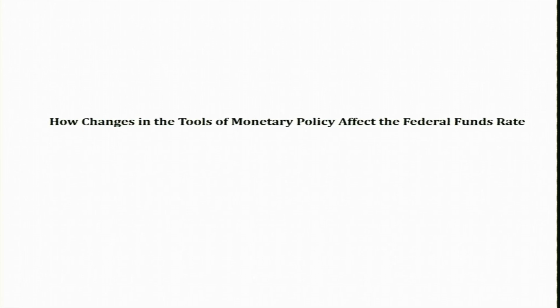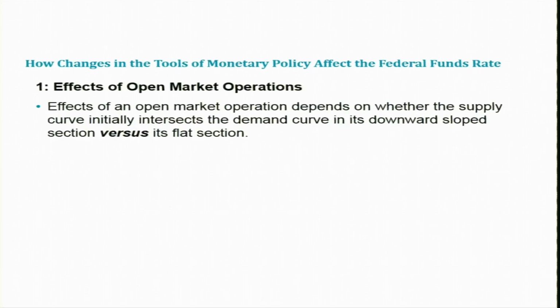So let's start with the first one, the effects of open market operations. How do changes in the open market operations affect the Fed fund rate? Here the effect of an open market operation depends on whether the supply of reserve curve initially intersects the demand curve in its downward sloped section vis-a-vis its flat section. We have seen that the demand curve has a downward slope section as well as a flat section. So we are going to see what happens when the supply curve initially intersects the demand curve in its downward slope section, and how it affects the Fed fund rate.